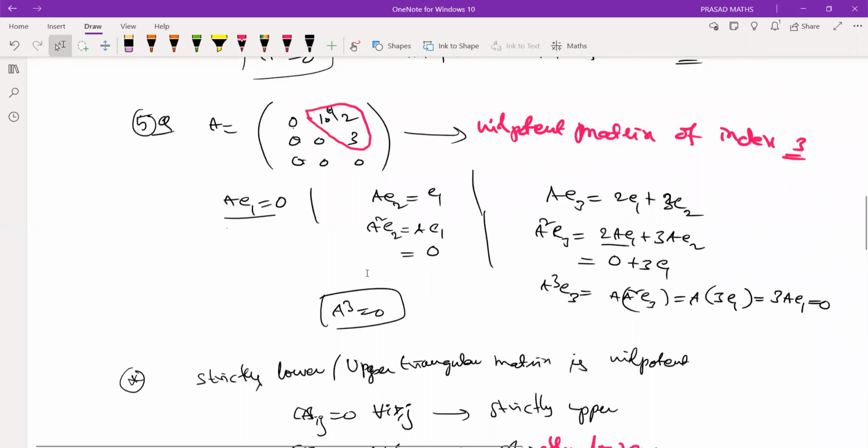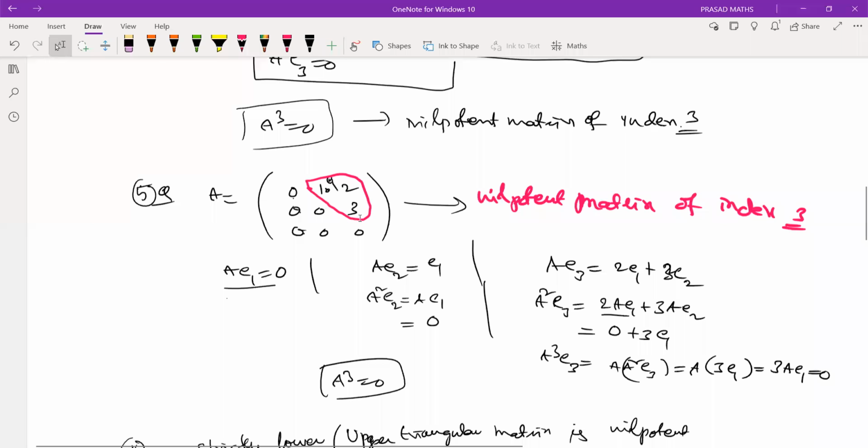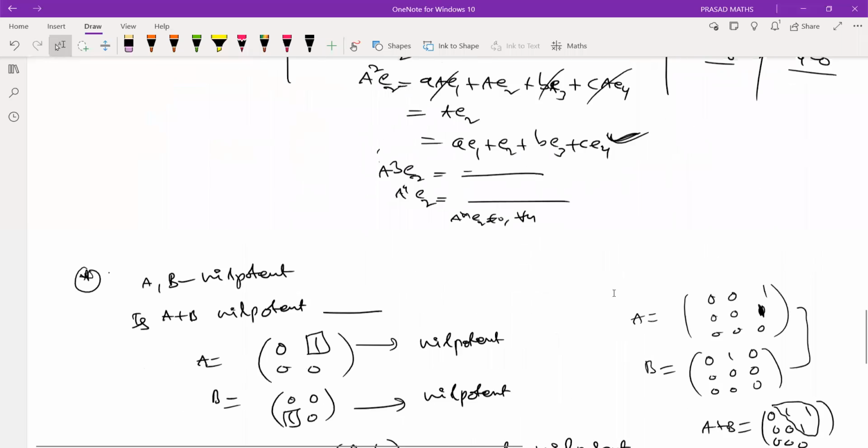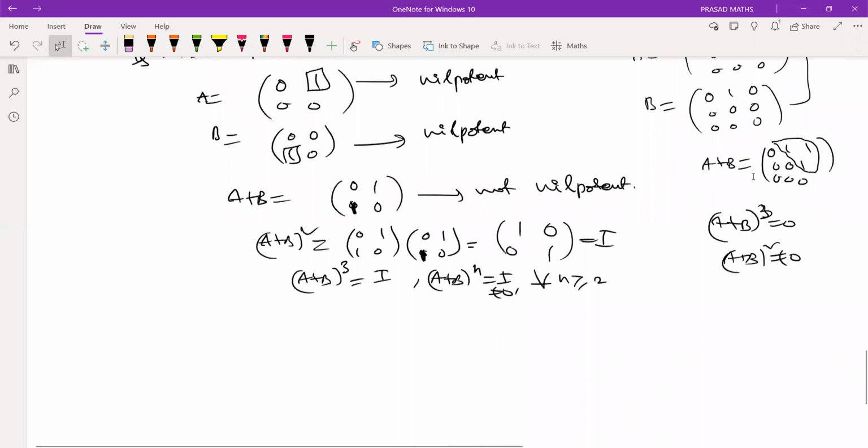Look at the previous problems. Here A power 3 is 0 whenever it is a strictly upper triangular matrix. Here A plus B whole cube is 0, because it is a strictly upper triangular matrix. Here A plus B whole square should not be I. Therefore, the sum may not be an involutory matrix. But it is a square matrix, a 2 cross 2 matrix, so there A plus B is an involutory matrix.